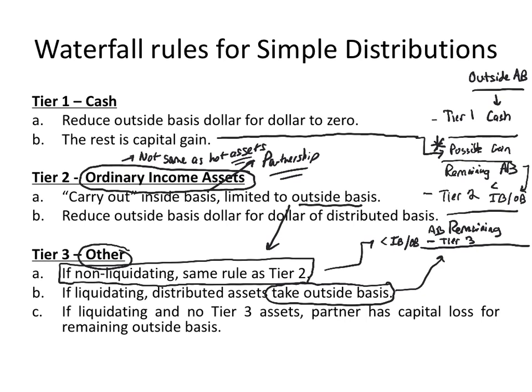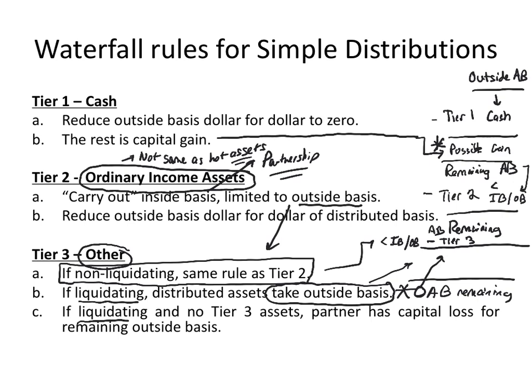Now, here's the important element. If you are non-liquidating, which means you still have an interest, whatever's left is the remaining outside adjusted basis going forward into the future. But if it's liquidating, you don't have this. Right? So you don't worry about that. That's why we give everything else, if it's liquidating, to the Tier 3 assets.